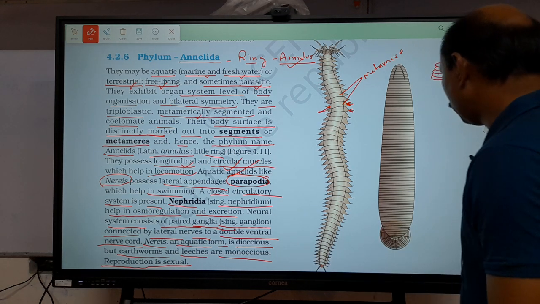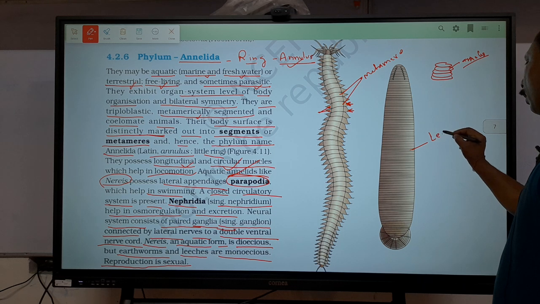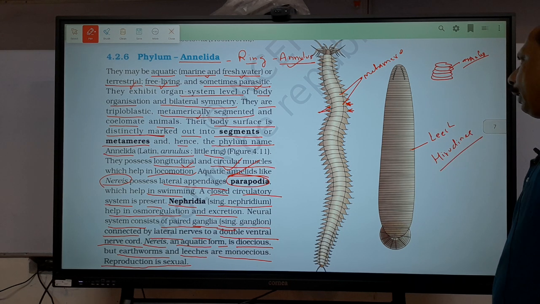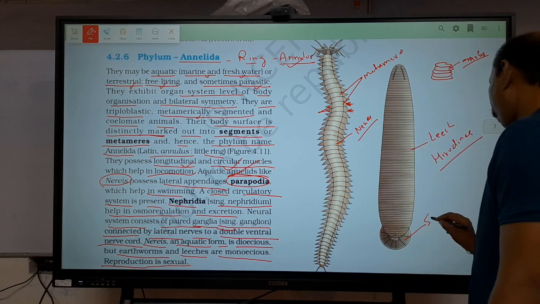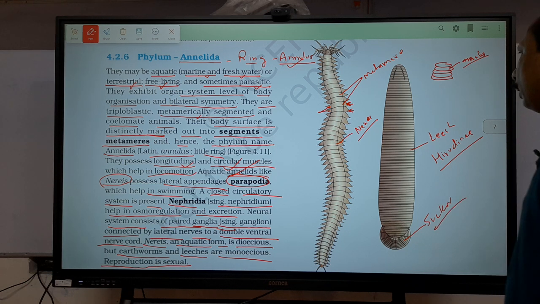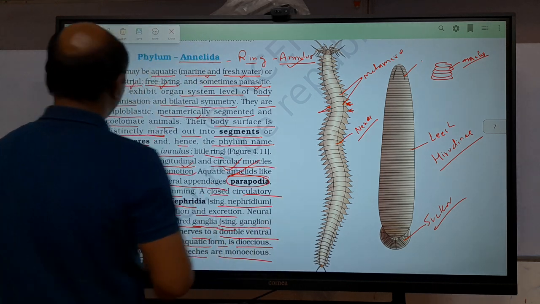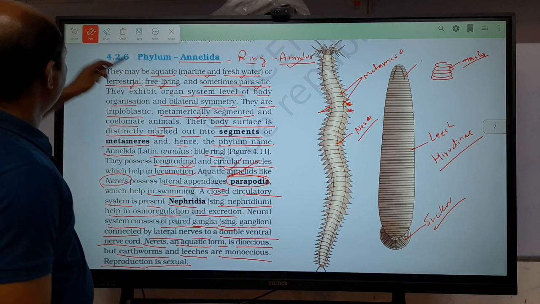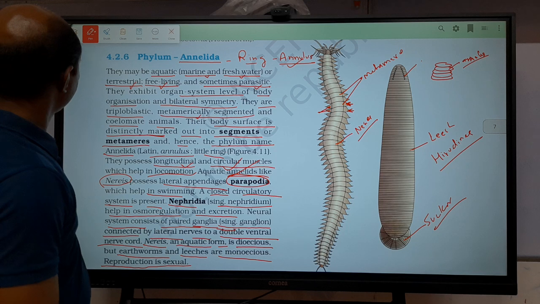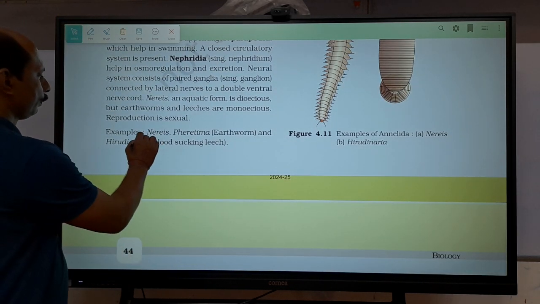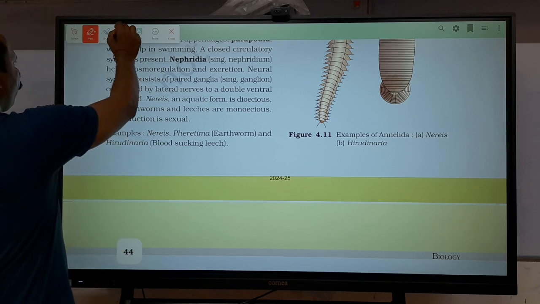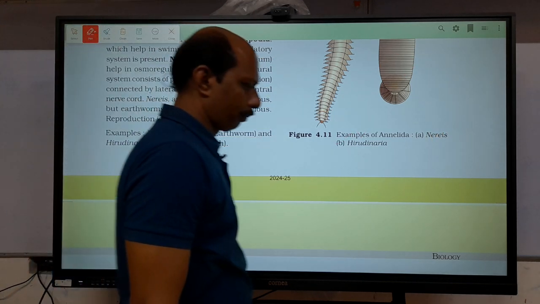Two figures are given. This figure is leech or Hirudinea, and this one is our Nereis. These are suckers, both sides sucker is there. So these suckers also help in locomotion. Some examples are given here. Example, Nereis. Now look, this phylum is also classified into 3 classes.